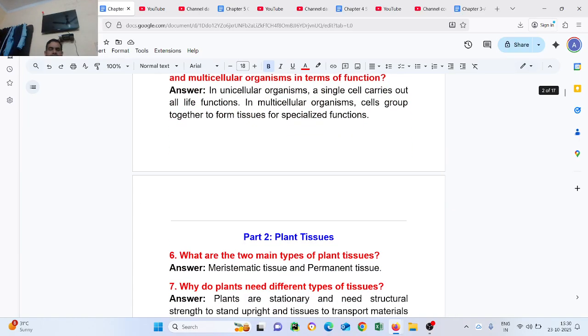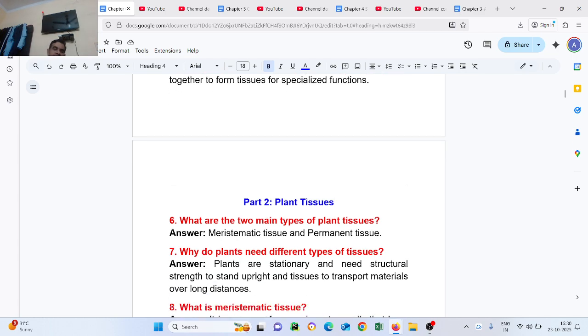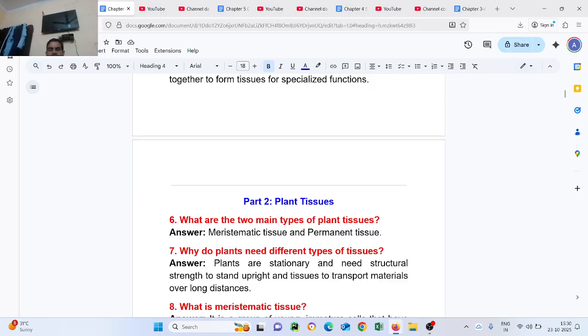Now we will move to part 2. We'll discuss plant tissue related questions. So now let's start. Question number 6. What are the two main types of plant tissue? Plant tissues are of two types: meristematic tissue and permanent tissue.